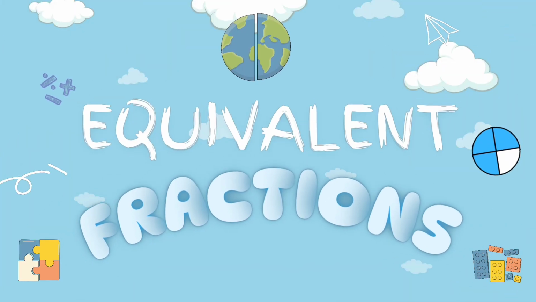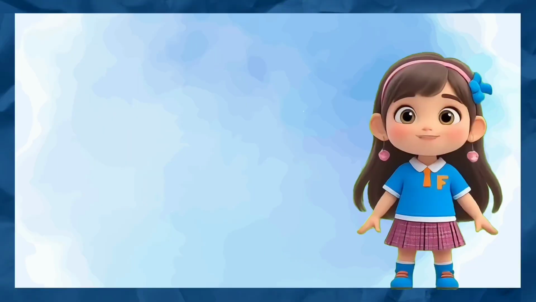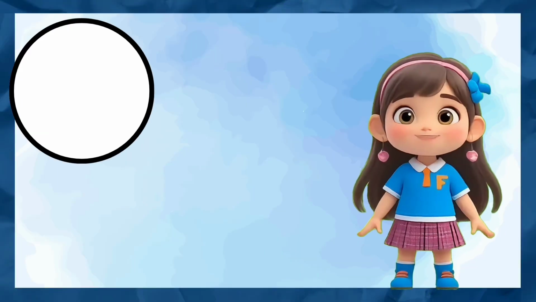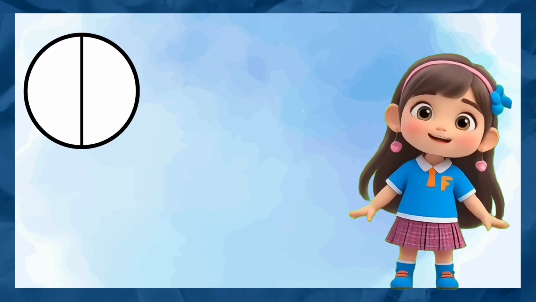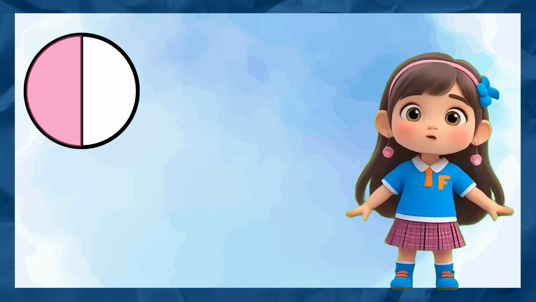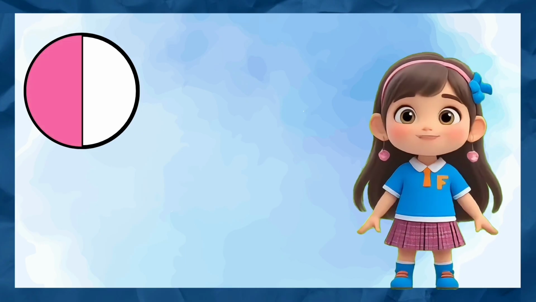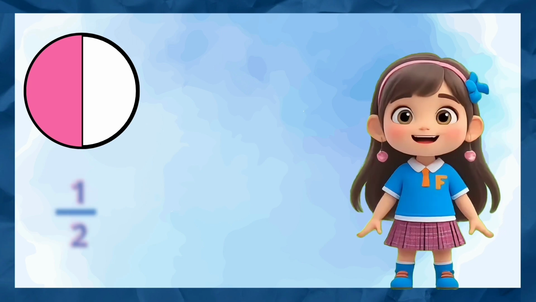Equivalent fractions. Here we have one whole circle. If we take the same circle and cut it into two equal parts, it would look like this. You can see that in the circle, one part out of two has been shaded.